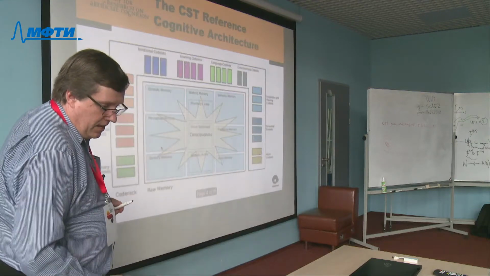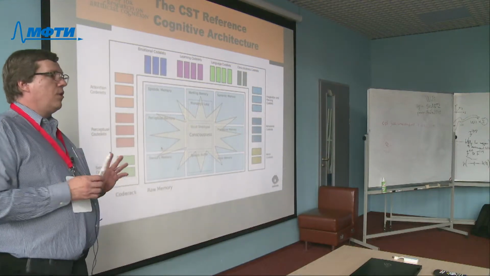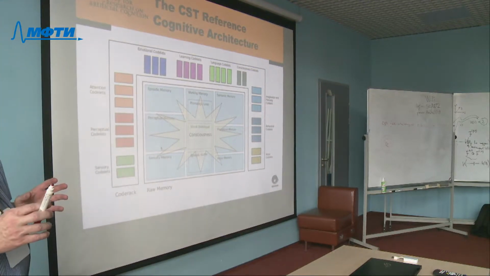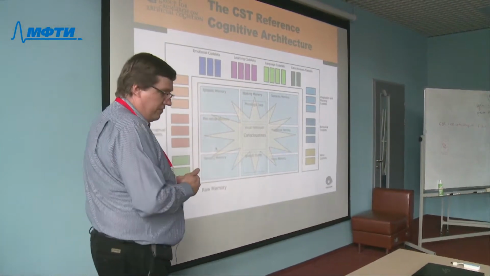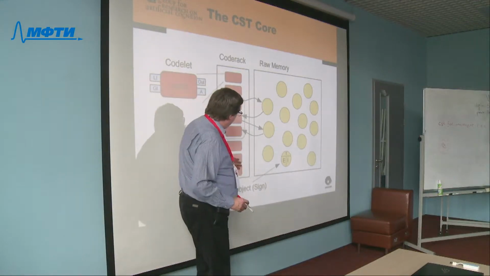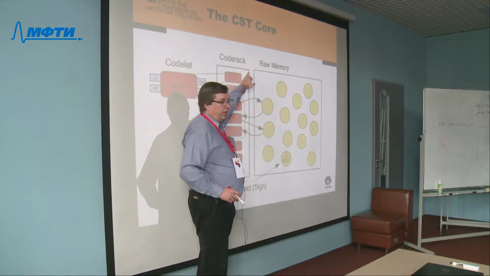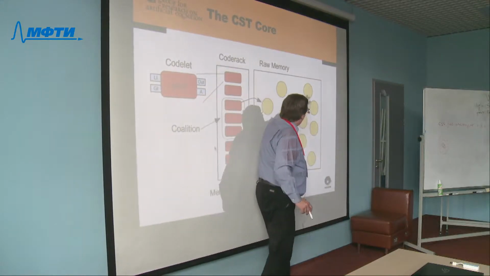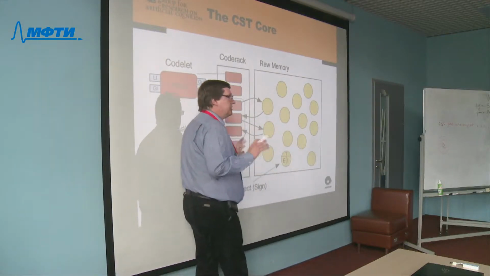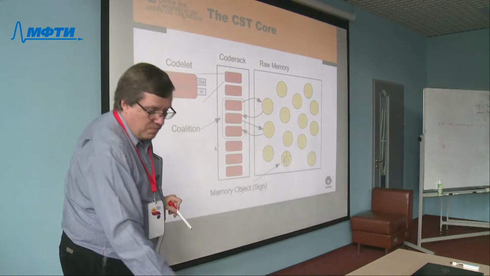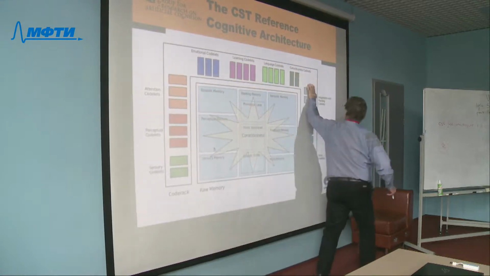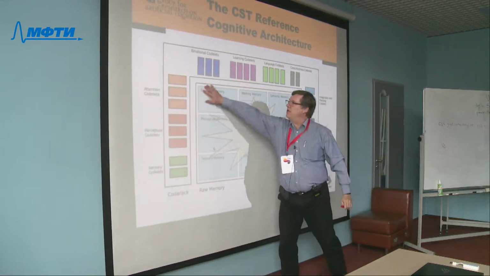Well, then we go cognitive, because right now we just have a computational structure to work with. And now we are going cognitive. You can see from the slide that all the codelets are stored in what we call a codelet rack, and all the memory objects are stored in what we call a raw memory. So this is emphasized in the architecture. This is the codelet rack, and this is the raw memory.